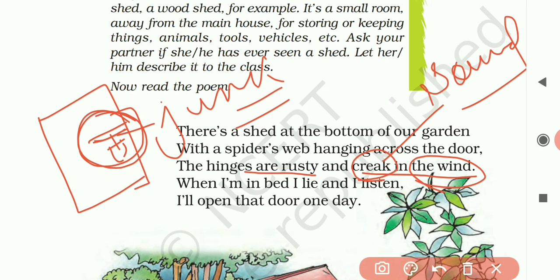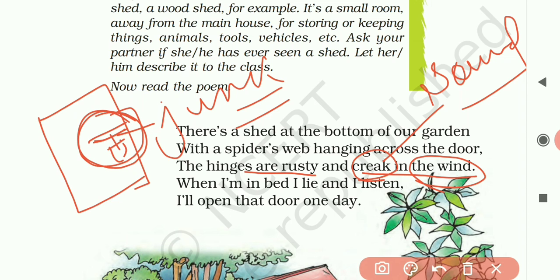Okay, and if it produces a sound, how do you feel? अगर किसी घर में जो कोई नहीं रहता इसी घर में, या कोई जाता भी नहीं उस घर में, and वहाँ से कोई अगर नॉइज आती है, कोई आवाज़ आती है, how do you feel? You all get afraid, obviously. Even I will also get afraid. You are also small kids, so you will definitely get afraid. So my dear children, this describes that particular shed that is there at the bottom of the garden of the poet. So the hinges are rusty and creak in the wind. It makes a sound when the wind blows.